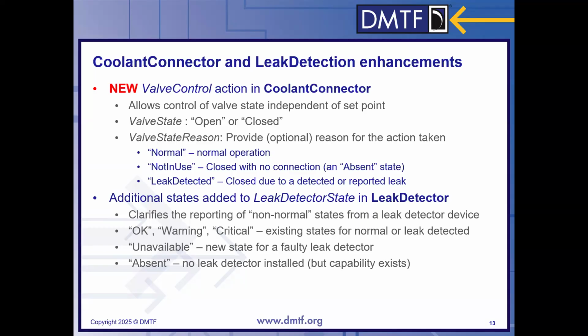And so within leak detector, we've added some additional states to leak detector state to enhance the reporting of these non-normal states. So we already had OK, warning, and critical, which are the existing states for leak detection. OK is that there hasn't been a leak detected. We now have unavailable, a new state to indicate that the leak detector has detected a fault, and so we can't actually tell what's going on with the state.